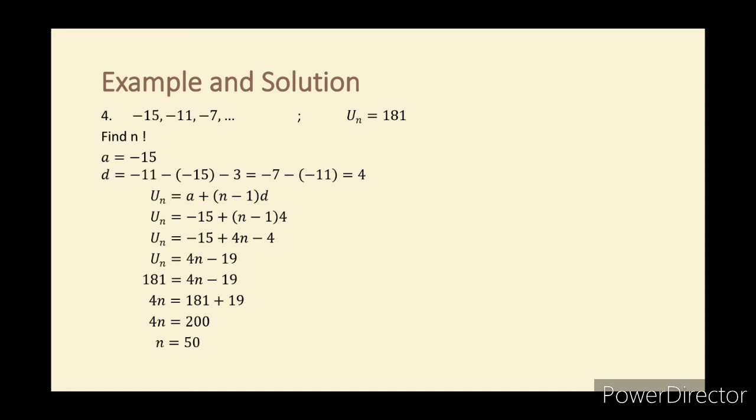181 equals 4n minus 19. So 4n equals 181 plus 19. 4n equals 200. So n equals 50.